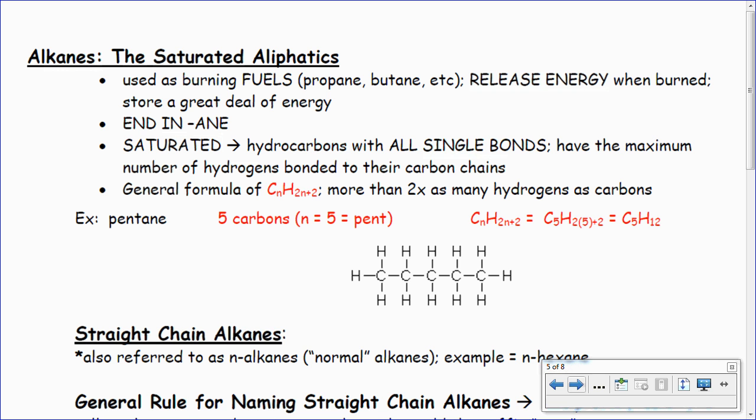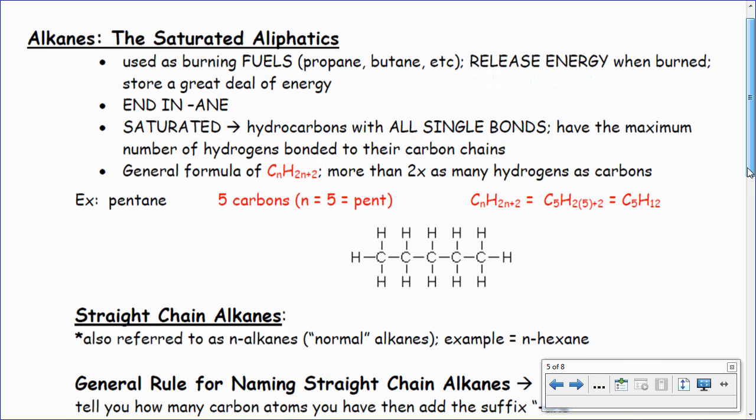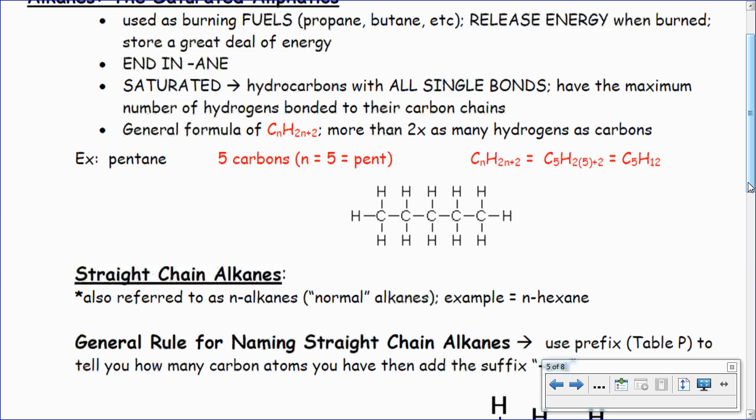So for an example of pentane, we have 5 carbons. n equals 5. Pent, that's from table P. No, Q, sorry. Either way. And then you figure out the number of hydrogens by doubling the number of carbons and adding 2 to it, so C5H12. This whole process is just how you plug carbon in for n. So n equals the number of carbons. Remember that. It's very important.